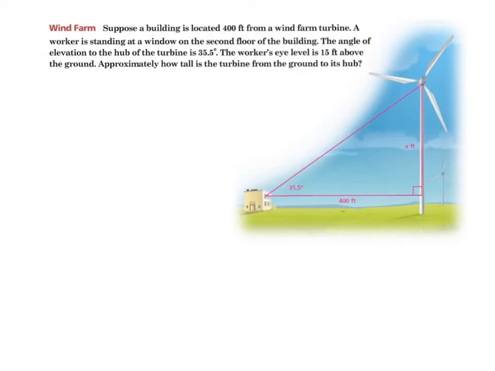Next question, suppose a building is located 400 feet from a wind farm turbine. A worker is standing at a window on the second floor of the building. The angle of elevation to the hub of the turbine is 35.5 degrees. That's the hub, just in case you were wondering. The worker's eye level is 15 feet above the ground. Approximately how tall is the turbine from the ground to its hub? This is important, but not until the very, very end of the question, because that section right here is not accounted for when you're finding x. So once you find x, you have to add 15 to it.